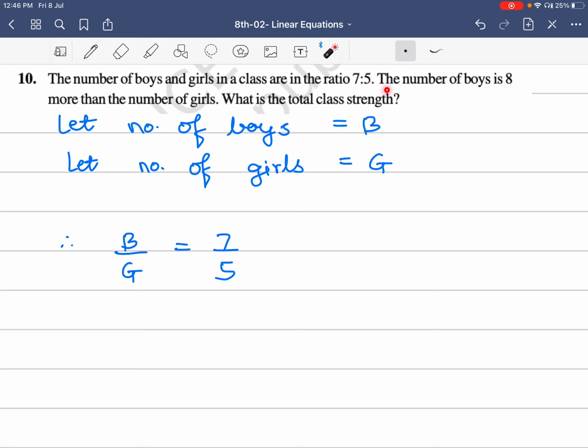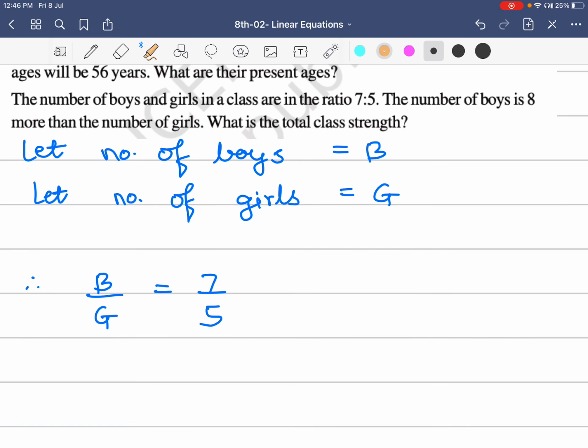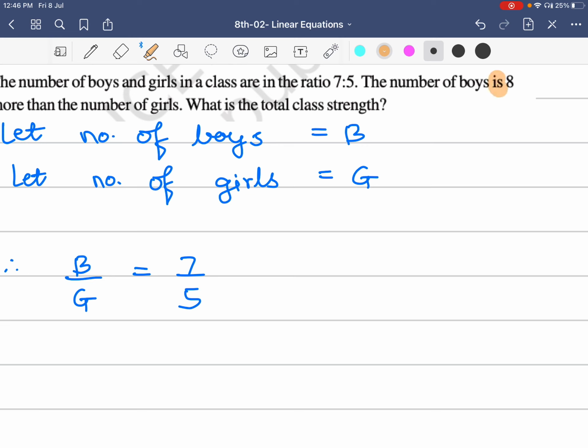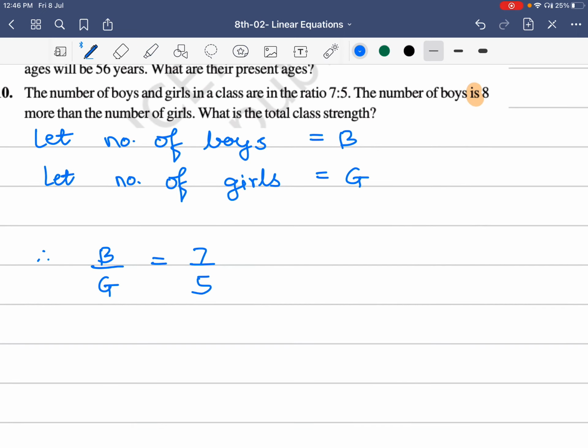Now next, the number of boys is 8 more than the number of girls. Now this is very important. Let me try to highlight it. This word "is" is very important. That means equal to. That word in English translates into the equal to sign in mathematics. So it says the number of boys B is 8 more than the number of girls. So number of girls is G and it is 8 more than the number of girls.